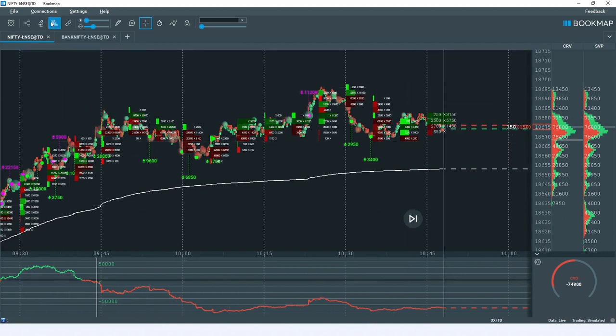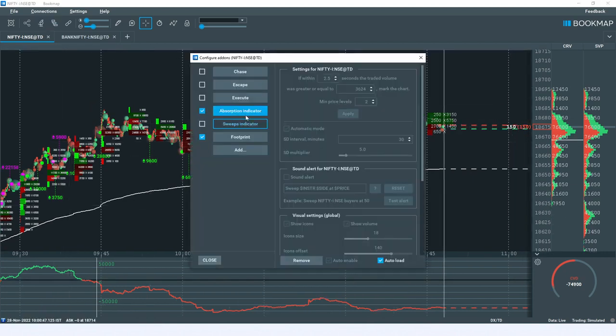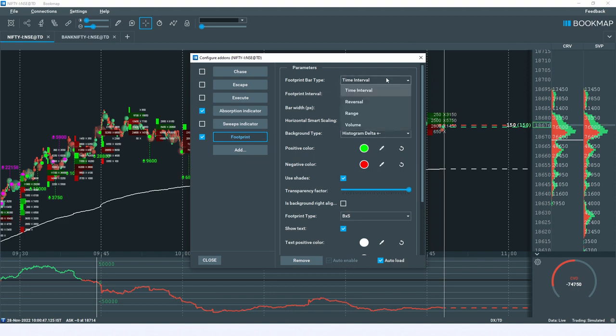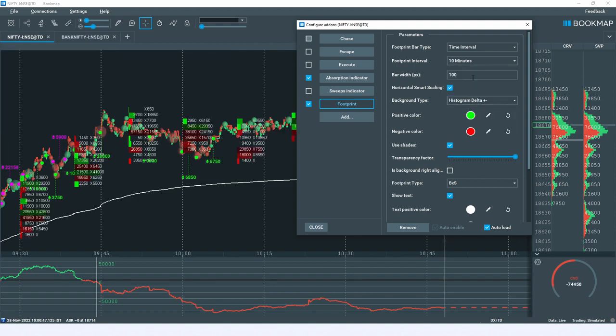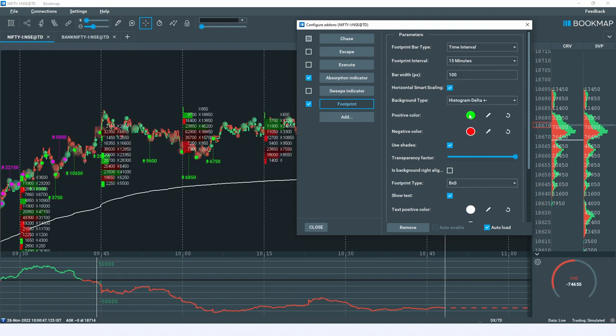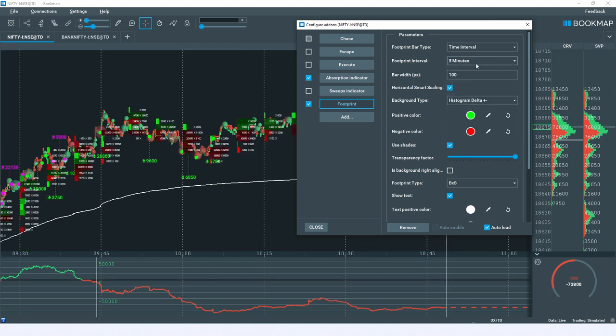Okay, time interval types. So we go to the footprint charts. The time interval right now I'm using is 5 minutes. If you want, you can change it to 10 minutes, 15 minutes. It differs for every trader. Some users will use 5-minute charts and someone will use 15-minute charts. Whatever time frame you are monitoring at the present moment, I don't want to change anything, so I want to monitor the footprints in 5 minutes.